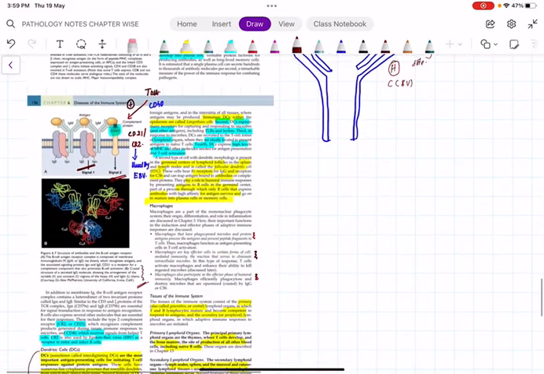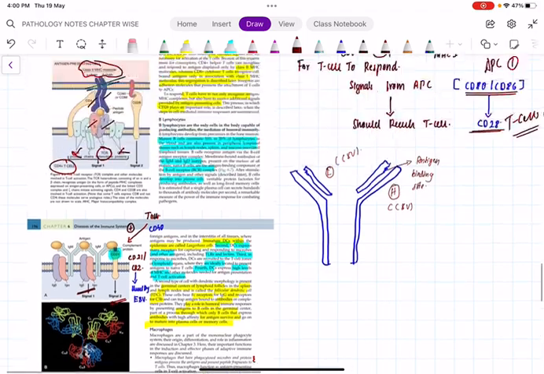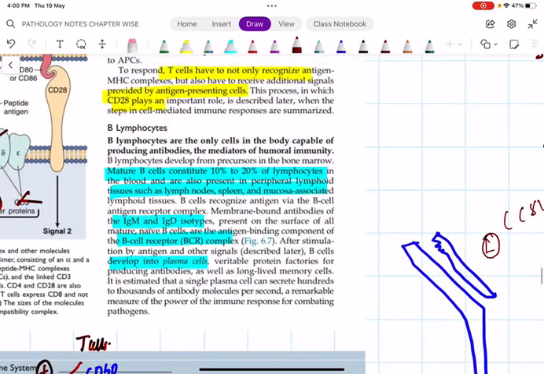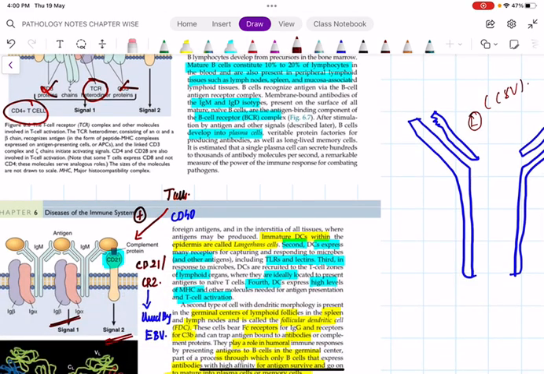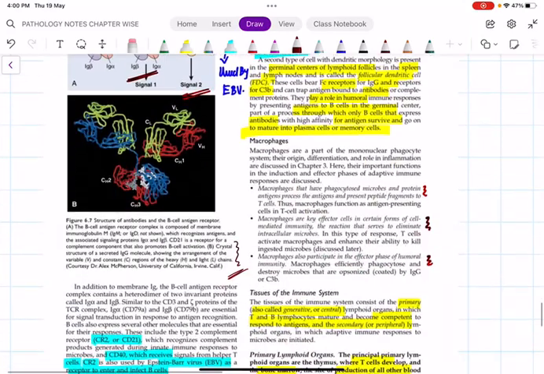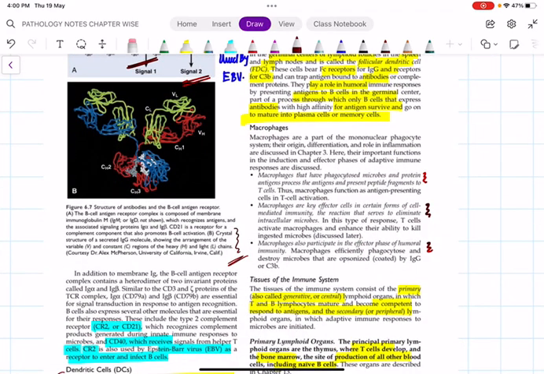Then we have B lymphocytes. These B lymphocytes constitute around 10 to 20% in the peripheral blood. They also have B cell receptors. They will transform to form what we call plasma cells. These plasma cells secrete antibody. We have different classes of antibodies which you will read in biochemistry.